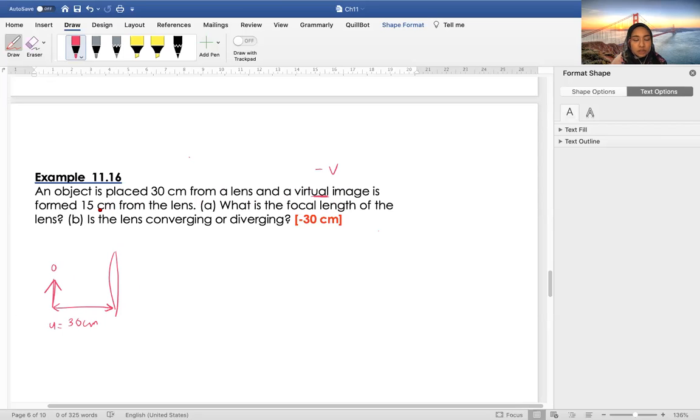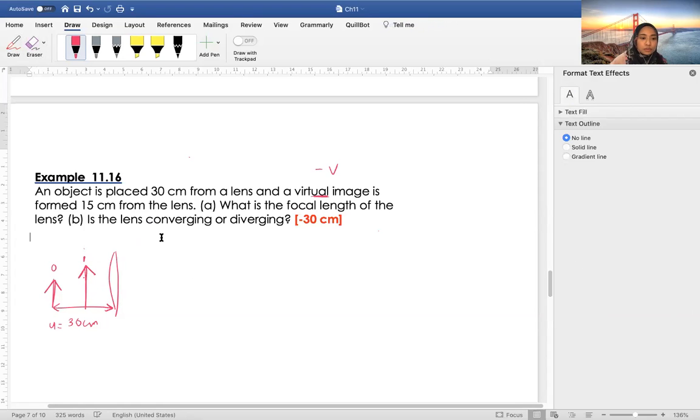So if it is a virtual image, it means that it is forming in the front of the lens. Again, when light passes through, we expect it to go to the other side because it is able to be refracted. If it is virtual, it means that it's at the side that we don't necessarily assume it to be. So the image is here. I don't know if it's bigger or smaller, but I'm just going to draw it there. Okay, this one is 15. So that is v, minus 15 centimeter.